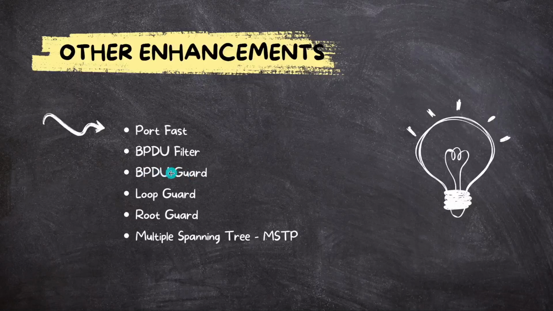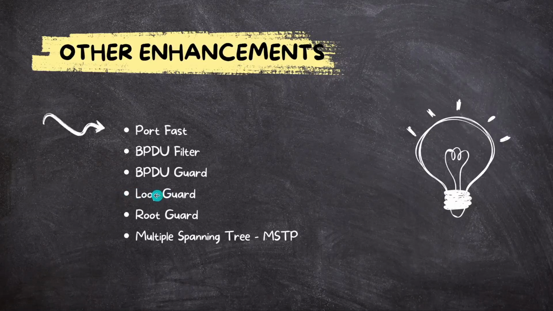And if we don't want this port to go into shutdown mode and we want it to accept the traffic, then we can configure BPDU filter. So basically it will give a warning, not turn off the port, not shut down the port. So that is BPDU filter.